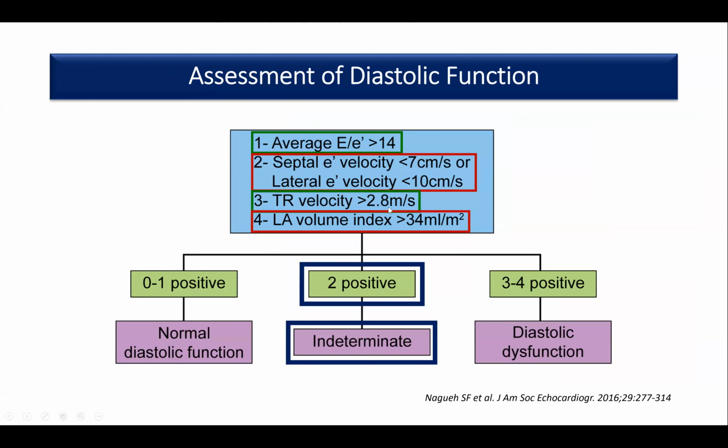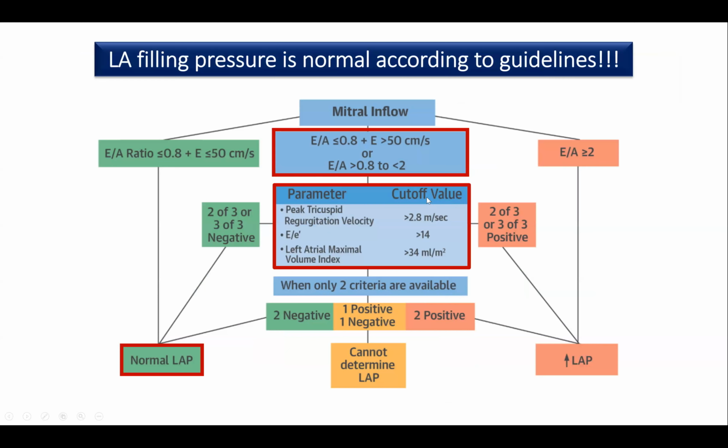The TR velocity is less than 2.8, so it's in green, and the LA volume index is large. So here we have 2 positive and 2 negative parameters for assessment of diastolic function. Therefore, it's indeterminate. We really cannot tell what the diastolic function is. So let's go to the guidelines and look.